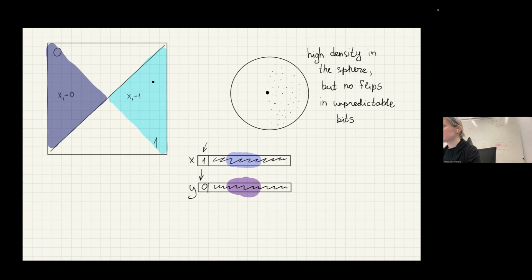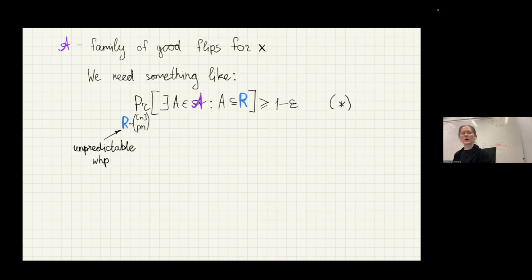Great, perfect. What I want to say now is that we can fix our first attempt. And let me say what exactly we want in order to avoid this bad situation. Suppose we have some input X, from which we want to flip to reach the target set. So we have some good flips from this input, and let me call the family of good flips A. So what we need for our strategy to work is a statement like this.